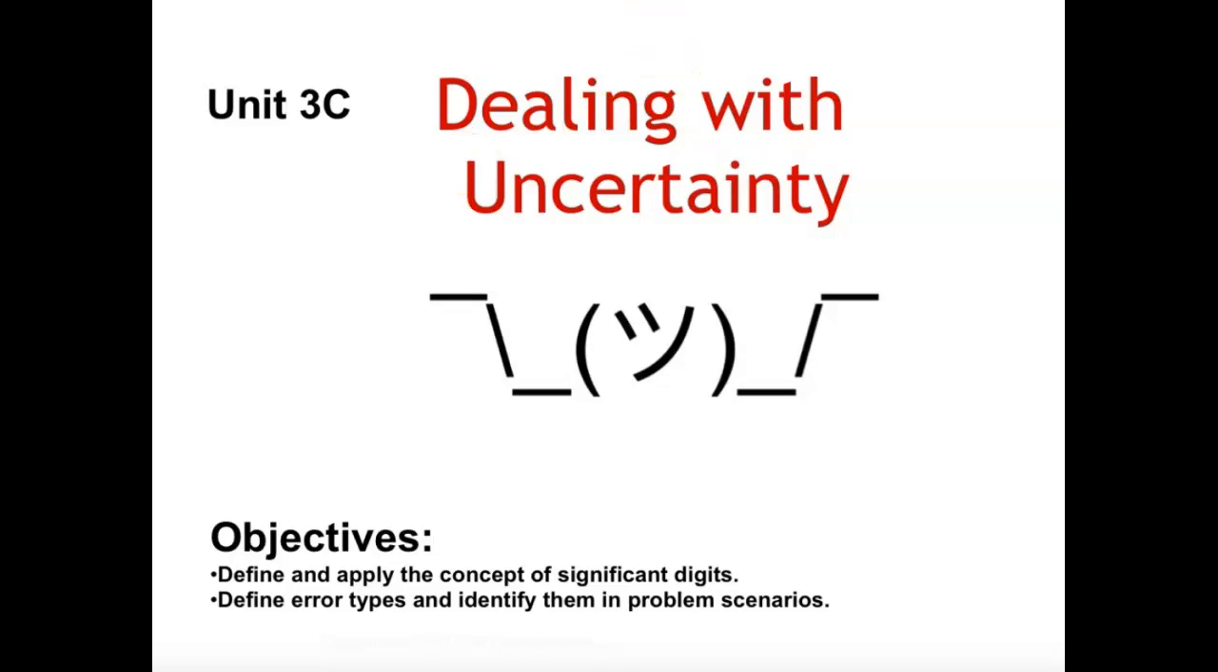All right, so dealing with uncertainty, we're going to talk about error types. We're also going to talk about things like significant digits. It might have been a while. I think in chemistry, you do a lot of significant digit stuff, but I don't know what your experience is with it. So don't worry, I won't expect that you know what significant digits are. We will completely define them, and I'll give you all the rules for them as well.